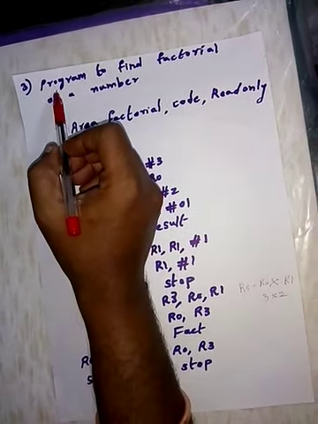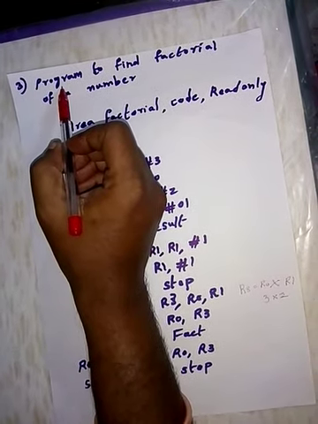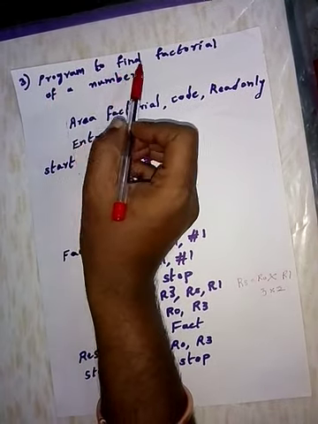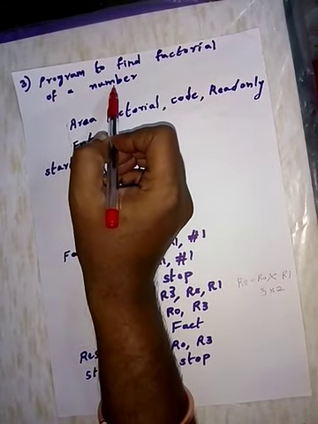Good morning everyone. Today, the third program of the microcontroller lab we are seeing is the program to find the factorial of a number. Here we are going to find the factorial of a number.